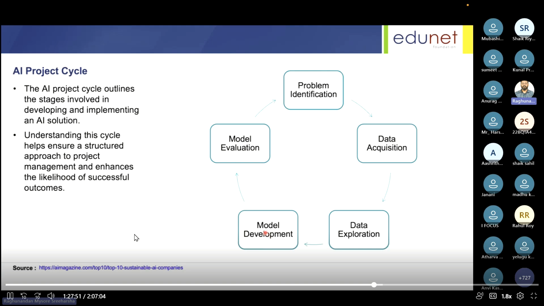And model training. You have to train the model based on the pre-processed data. This involves feeding huge amounts of data to the model and adjusting the parameters. We call it hyperparameter tuning. And why do we need this? To minimize the error. As much as possible, we're going to reduce that.